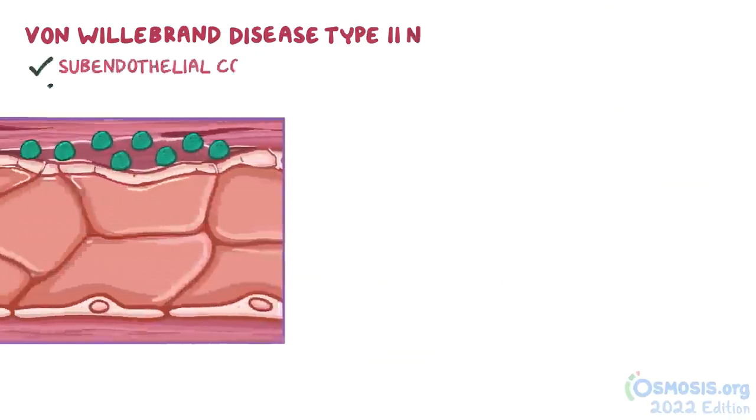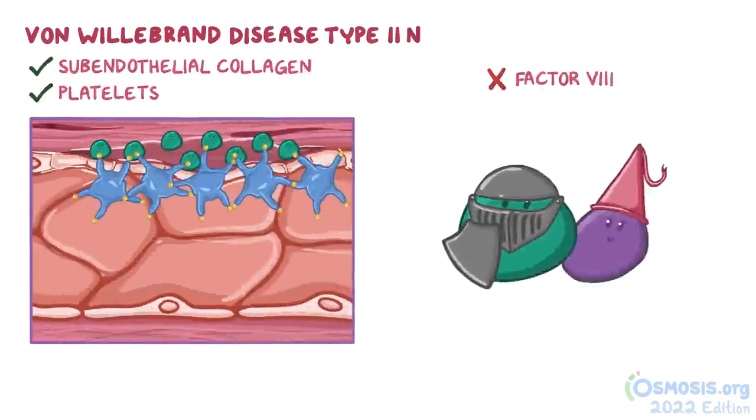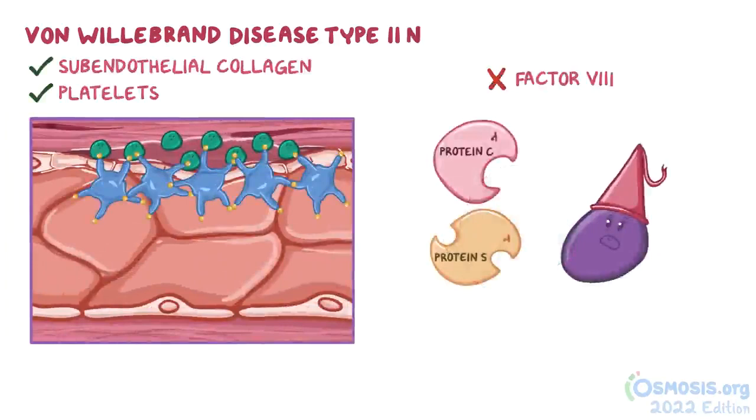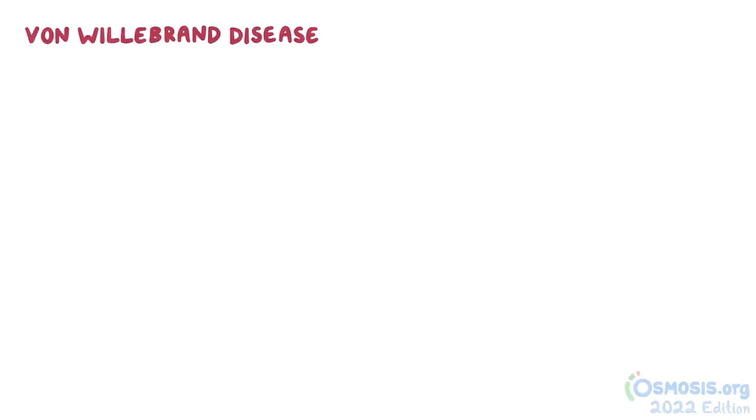In type 2N, it binds both the subendothelial collagen and platelets well, but it poorly binds to factor VIII. So the factor VIII starts being degraded quickly, thus causing its levels in the bloodstream to fall, which also increases the risk for bleeding.